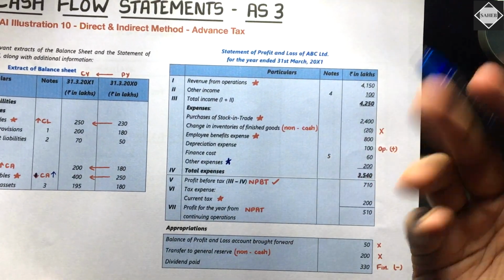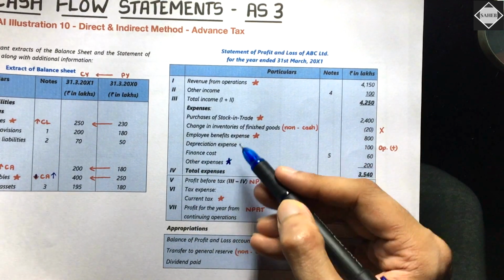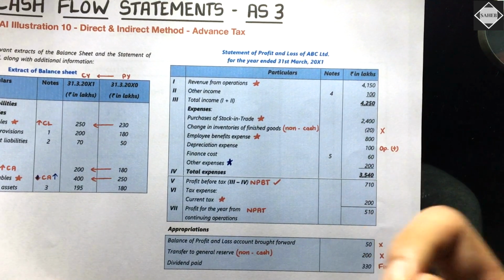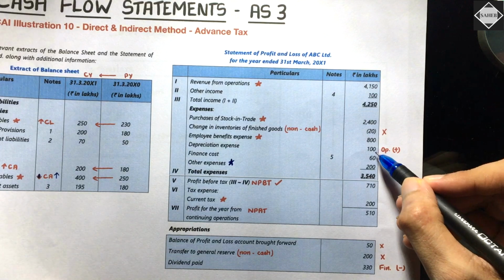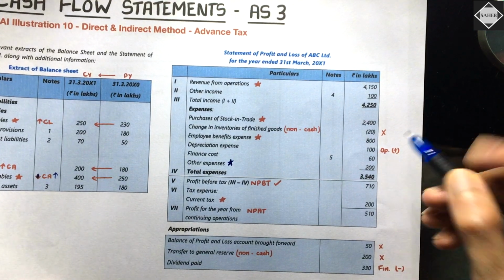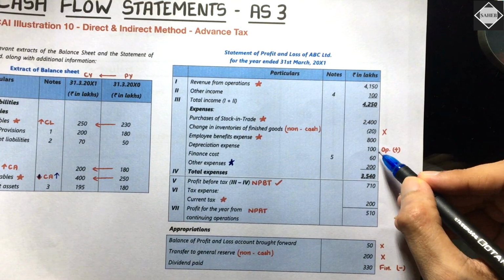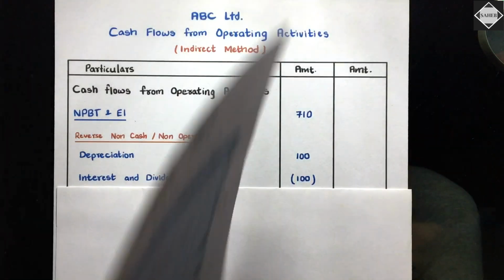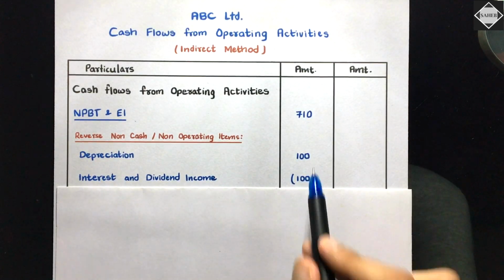Then we have depreciation expense. Employee benefit expense will not come. Depreciation is the most common non-cash thing. That's 100. It is debited to P&L, subtracted from P&L. So to reverse it, you have to do the opposite. So depreciation will be added.